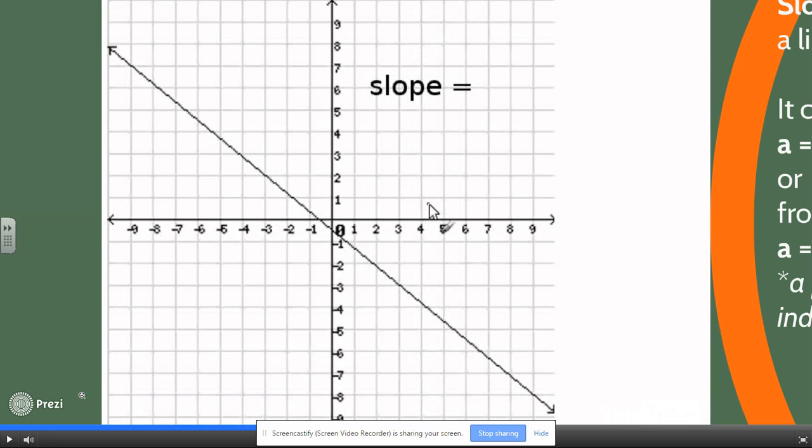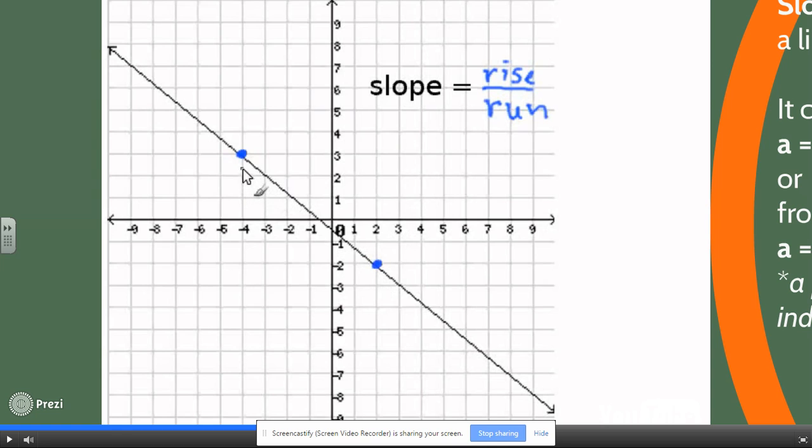Given the graph, find the slope. To find the slope, we must understand that the slope of a line is defined as rise over run. Rise is the vertical direction of the line, and run is the horizontal direction of a line. So to start, I'm going to pick 2 points on this line. So I'm picking a point here and a point here.